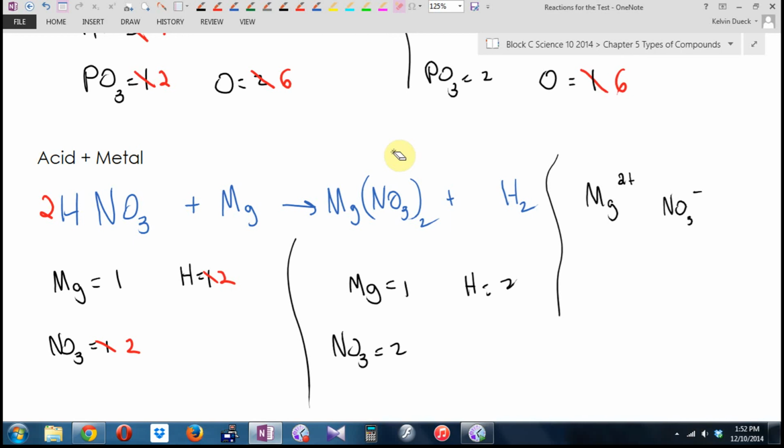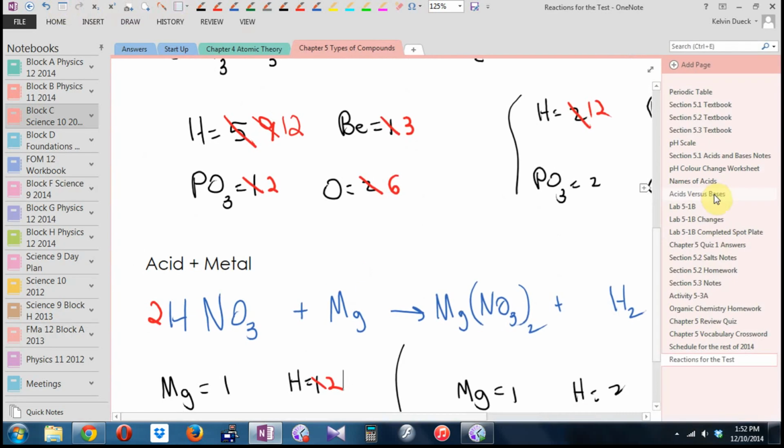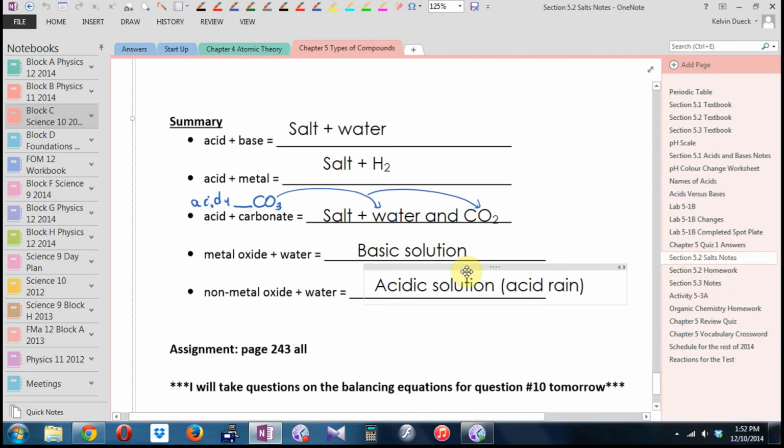You are going to need to know your salts notes. What's a metal oxide? What's a metal? What part of your periodic table are we talking about? Okay, left side, metal. What would oxide imply? If you have a metal plus an oxygen, and you combine that with water, that gives you a basic solution. I'm not going to ask you to balance that equation, but you need to know that metal oxide plus water gives basic.